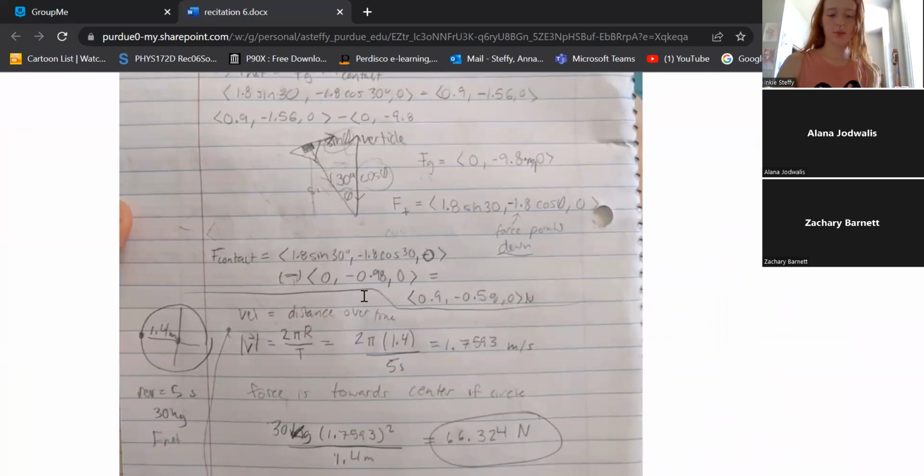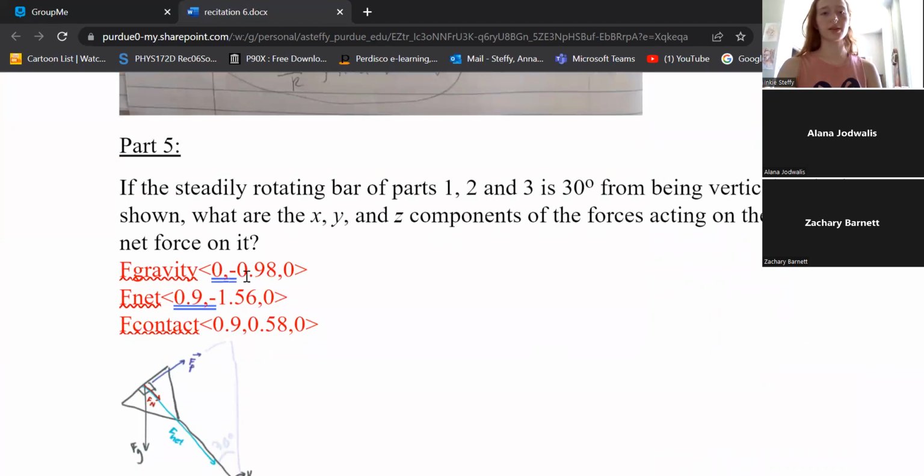Negative 1.8 multiplied by cosine of 30 degrees equals negative 0.98, which is a negative number. All right, let's do that. And that makes sense right here as well, that this would turn negative.